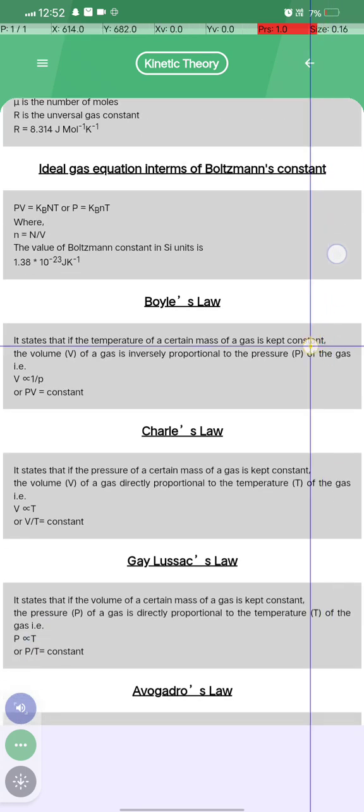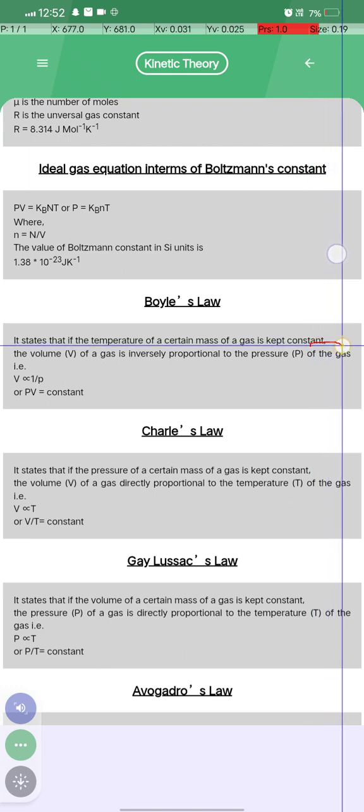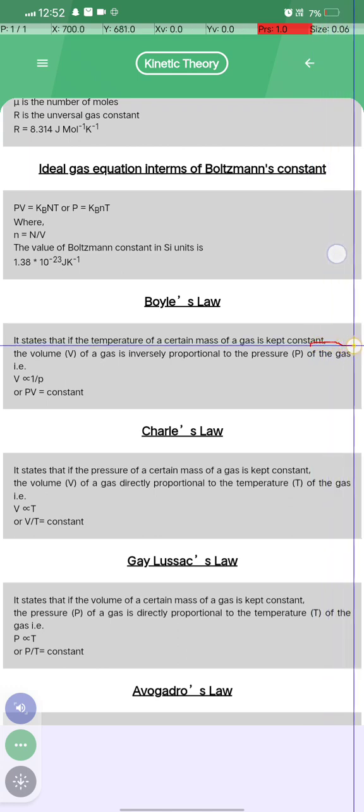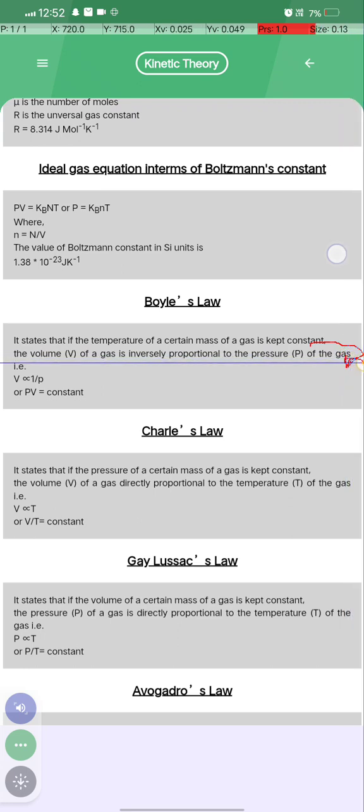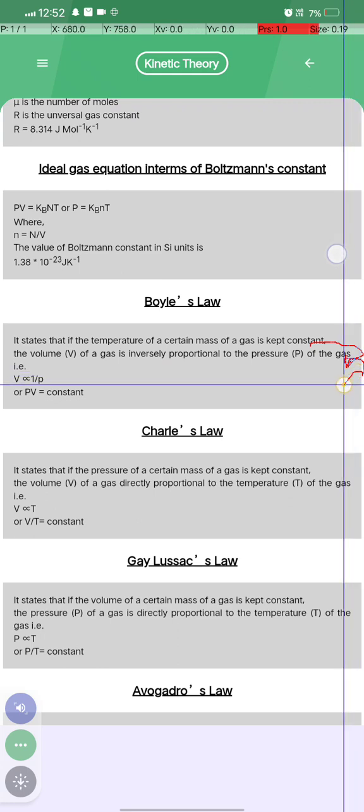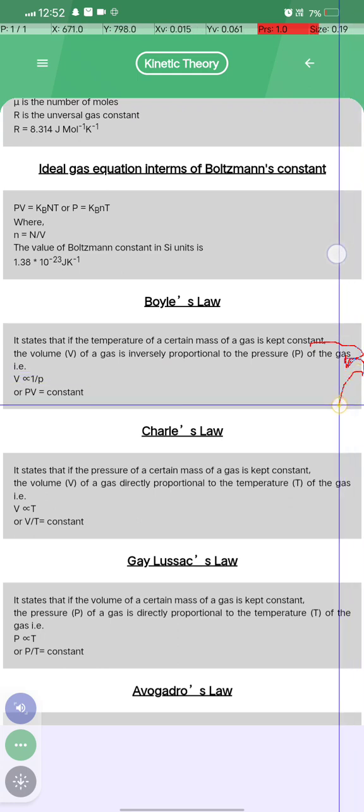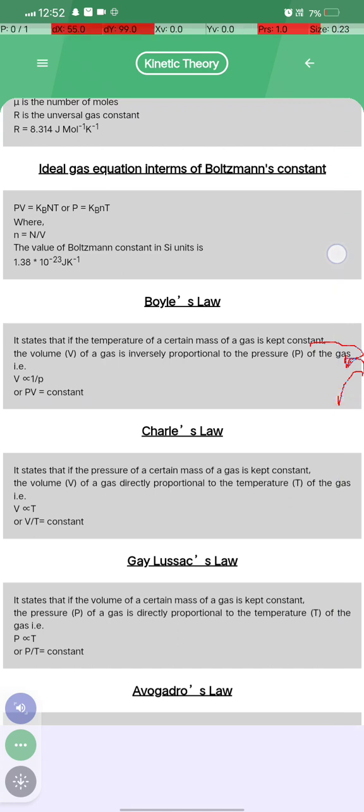What is Boyle's law? It states that if the temperature of a certain mass of a gas is kept constant, the volume V of the gas is inversely proportional to the pressure P of the gas. That is, V is directly proportional to 1 by P, and PV is equal to constant.